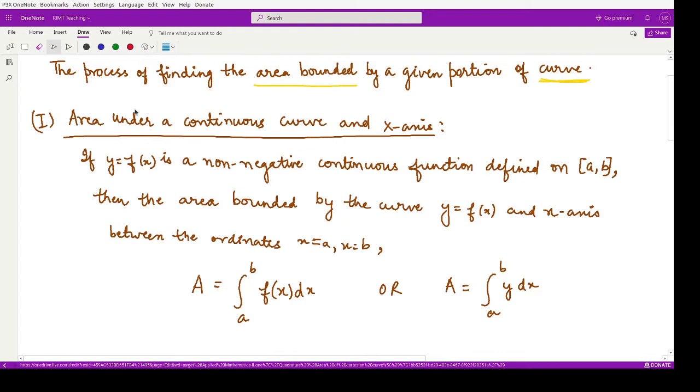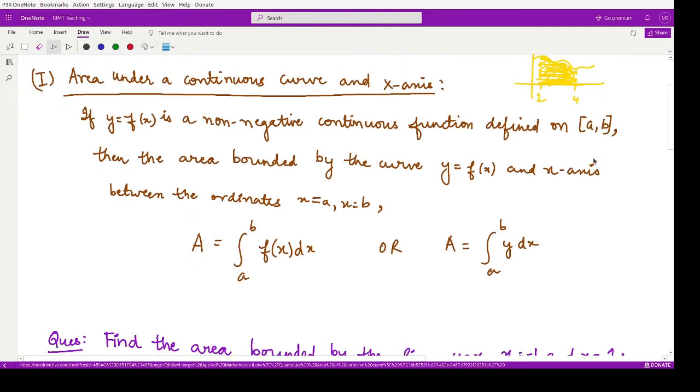Firstly, we'll find the area under a continuous curve in the x-axis. That means if some curve is given in this form and we are asked to find the area between the points 1 and 4, we draw this dotted line, and whatever is the area under this curve from the x-axis, we will calculate through the process of integration. So what is the process to calculate this area?